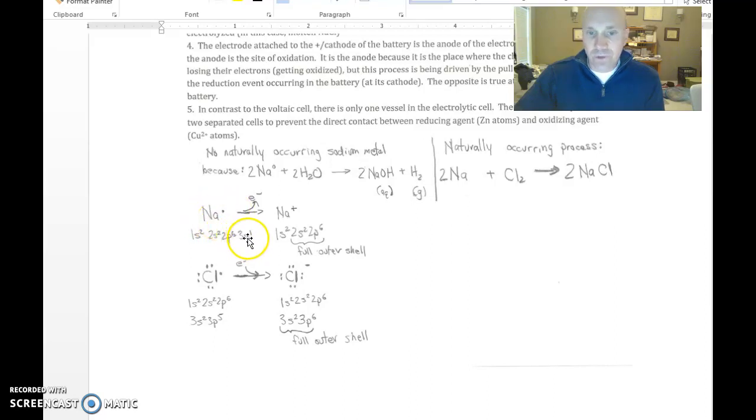Sodium metal would like to get rid of that outer electron so that it would then have a full outer shell. And that's why it likes to exist as sodium ion.